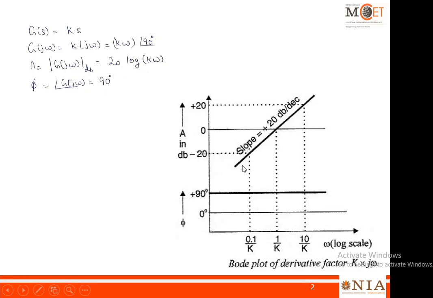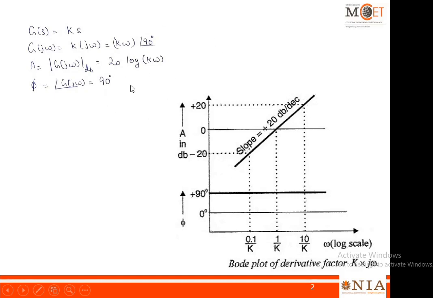If you look at this curve, you have a slope. The slope is plus 20 dB. At this point you have 0 decibels and at this point you have 20 decibels. So for a 10 times increase in the frequency, the magnitude increases by 20. So the slope of this curve is 20 decibels per decade. For a 10 times increase in frequency, the magnitude increases from 0 to 20.